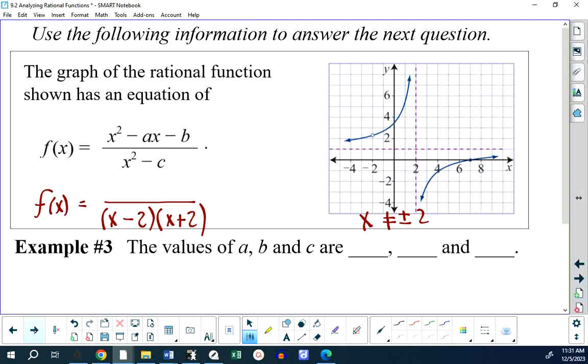But since there's a hole at -2, I need that in the numerator. Are you with me on the equation building so far? Okay, but here's the thing. This can't be it because you're told it's quadratic in the numerator. And I will show something to you.